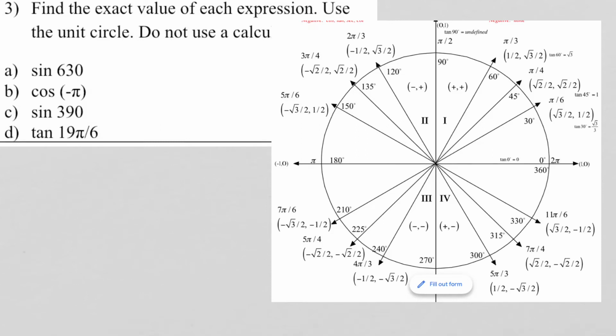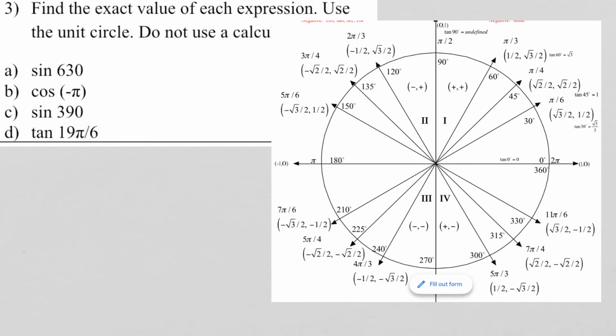All right, so I'm going to be doing some videos on different ones from the study guide for Unit 3. I skipped over 1 and 2 because I feel that you should have those in your notes already. So I'm going to number 3 first. It is finding the exact value of each expression, and you need to use the unit circle. So I have the unit circle to the right.